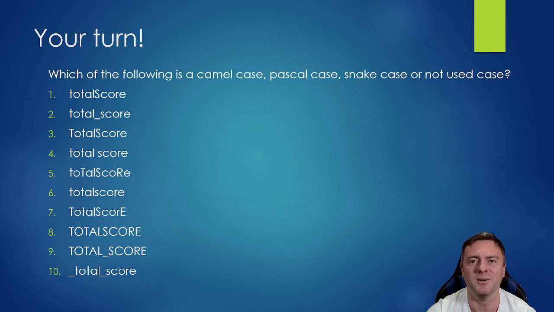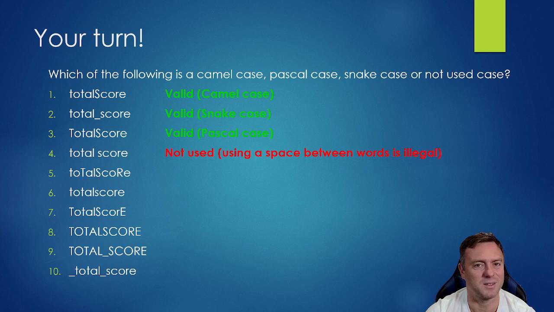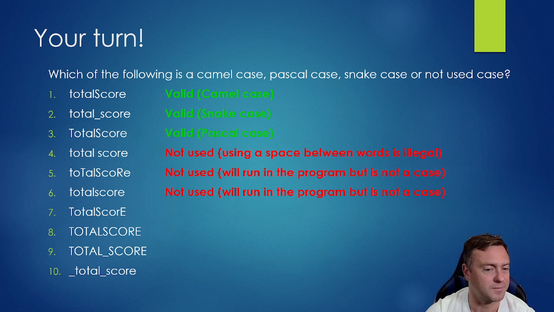So just pause the video, have a go at that, and try to work out whether it's camel case, Pascal case, snake case, or just the not used case. Awesome. So what we should have found is the first one is using camel case. Then the next one is using snake case. Then we've got Pascal. This one's not valid because there's a space. This one's some weird hacker code. This one's not used, but the program will still run it.